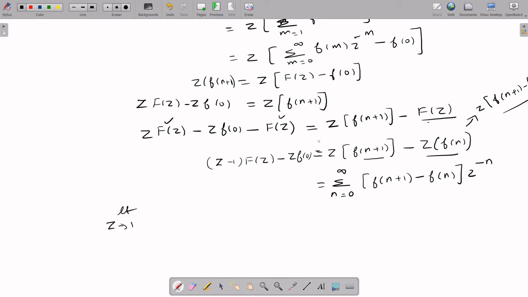After these steps, you have to take limit z tending to 1 of (z minus 1) f of z minus limit z tending to 1 of z into f of 0, which is equal to... you have to expand this series. Limit z tending to 1, we have to expand this series now. When you put n is equal to 0, you have f of 1, isn't it?